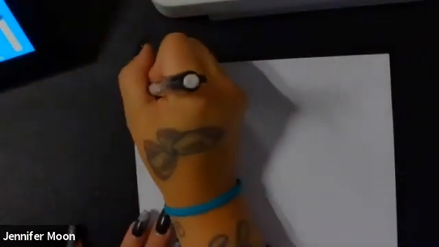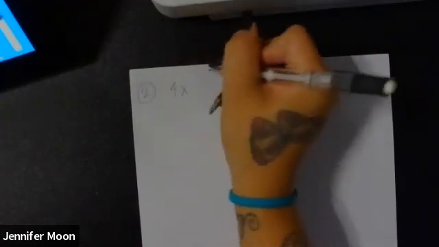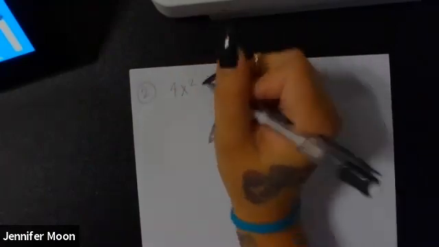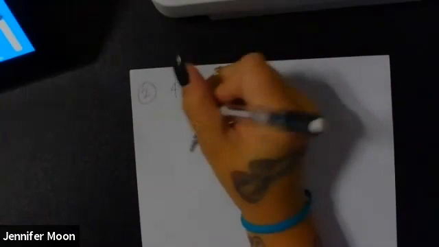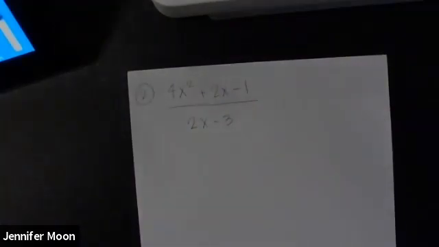Problem 2. In the numerator, y'all, we have 4x squared, +2x, a -1, divided by 2x minus 3. 2x and a -3.